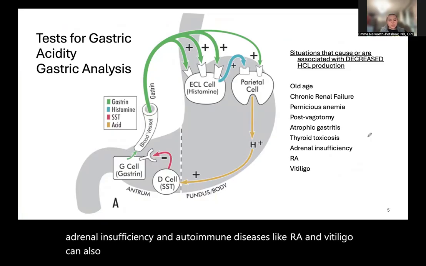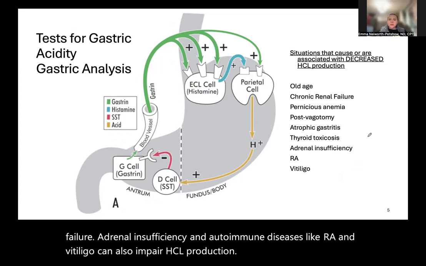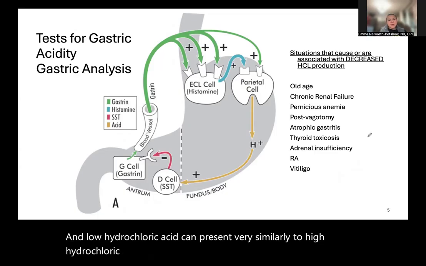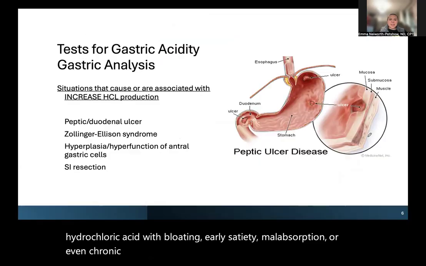impair HCl production. And low hydrochloric acid can present very similarly to high hydrochloric acid with bloating, early satiety, malabsorption, or even chronic nutrient deficiencies, specifically B12 and iron.